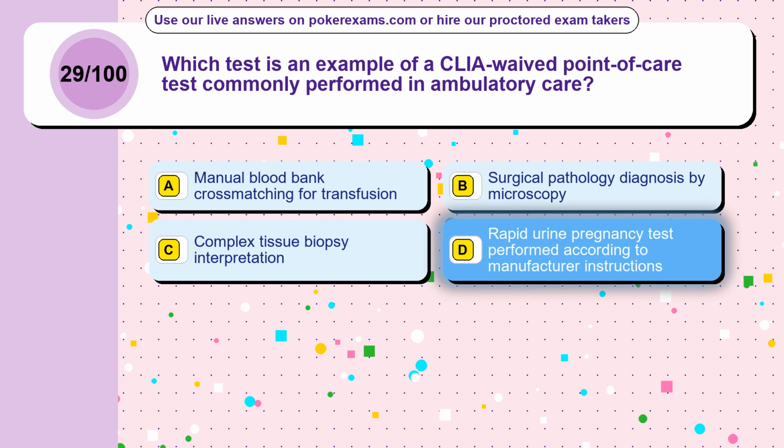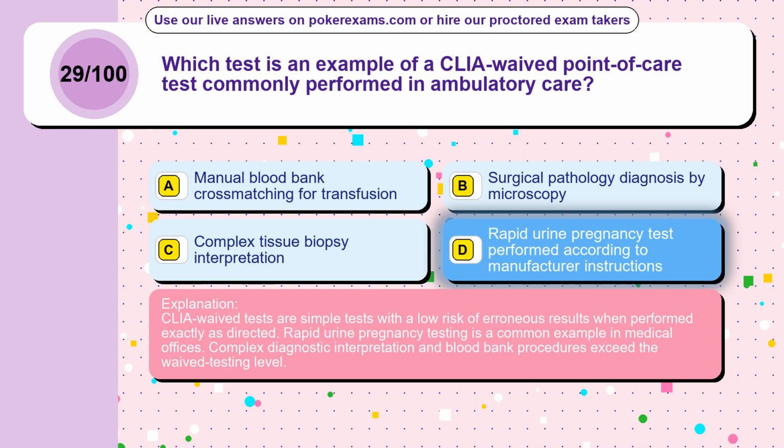The correct answer is option D. Rapid urine pregnancy test performed according to manufacturer instructions. CLIA-waived tests are simple tests with a low risk of erroneous results when performed exactly as directed. Rapid urine pregnancy testing is a common example in medical offices. Complex diagnostic interpretation and blood bank procedures exceed the waived testing level.